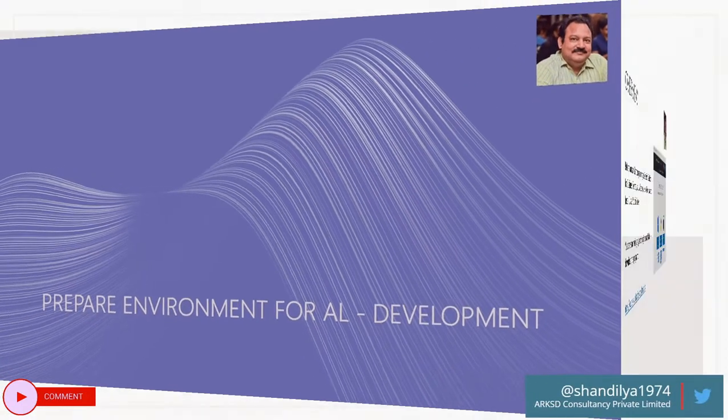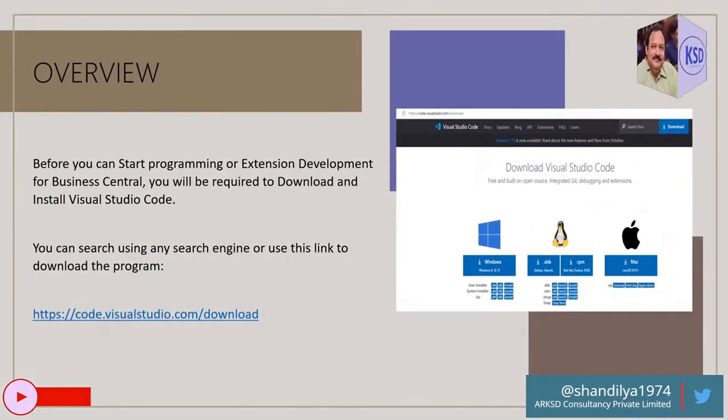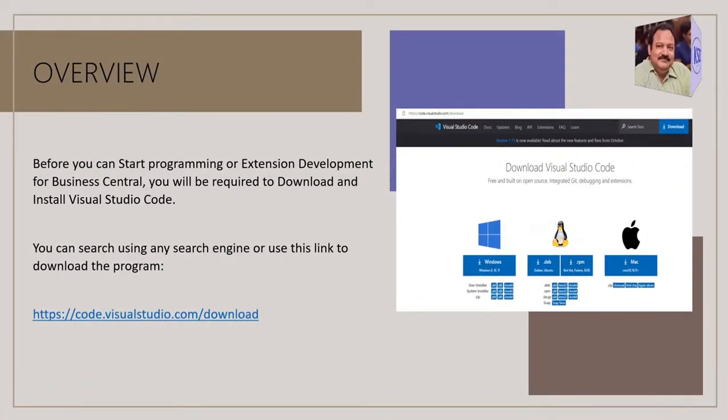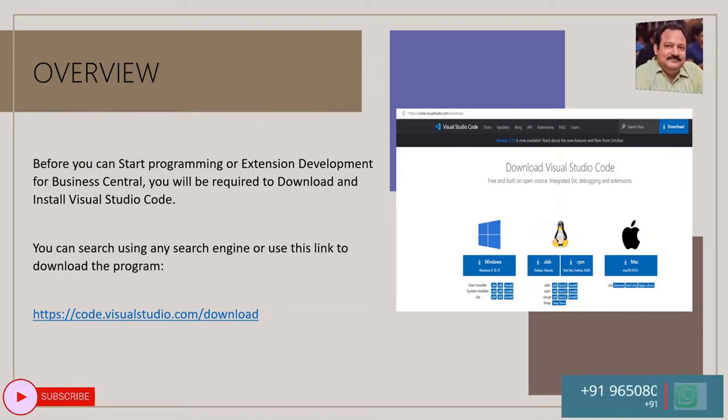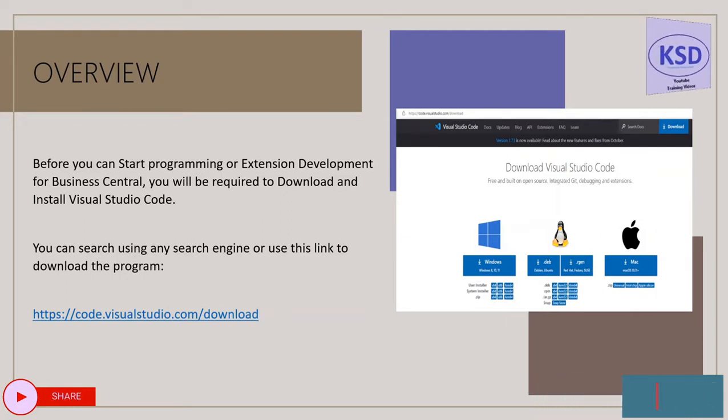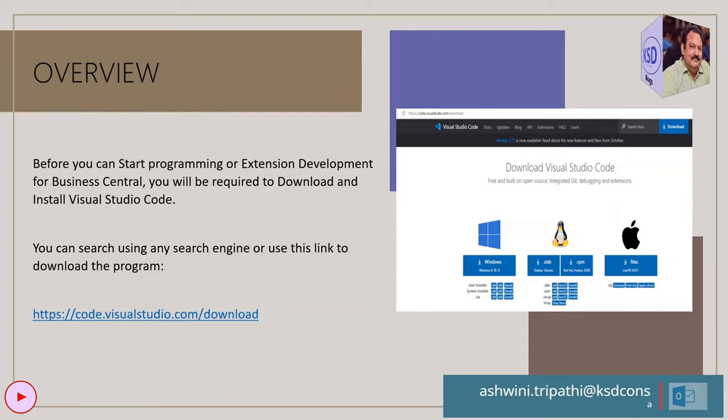So before you can start programming or extension development for Business Central, you will be required to download and install the editor, that is Visual Studio Code, where you will be writing all your AL code.